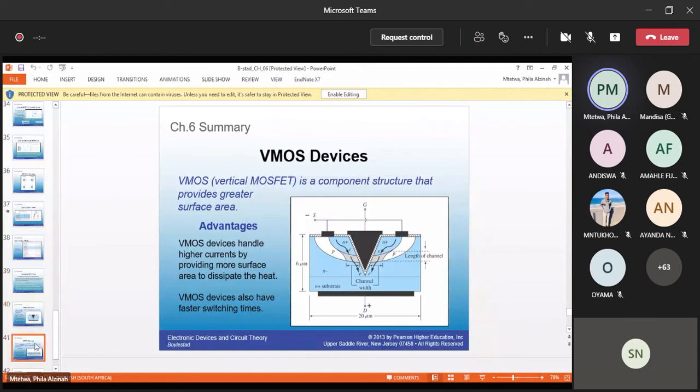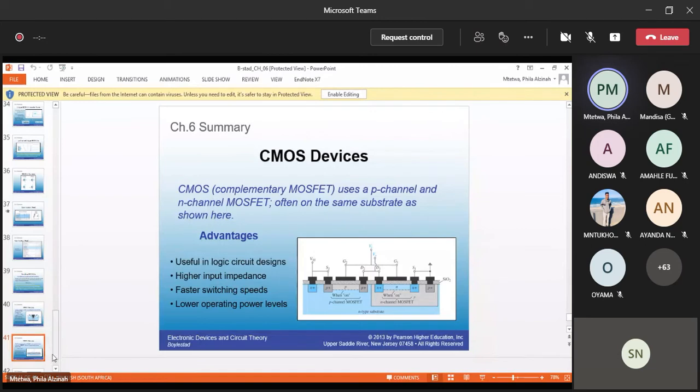Then we have a CMOS, which is a complementary MOSFET. It uses a P-channel and an N-channel MOSFET, often on the same substrate as shown. Advantages: useful in logic circuit design, so for your digital application, and it has higher input impedance, faster switching speeds, and lower operating power levels. That's your CMOS.